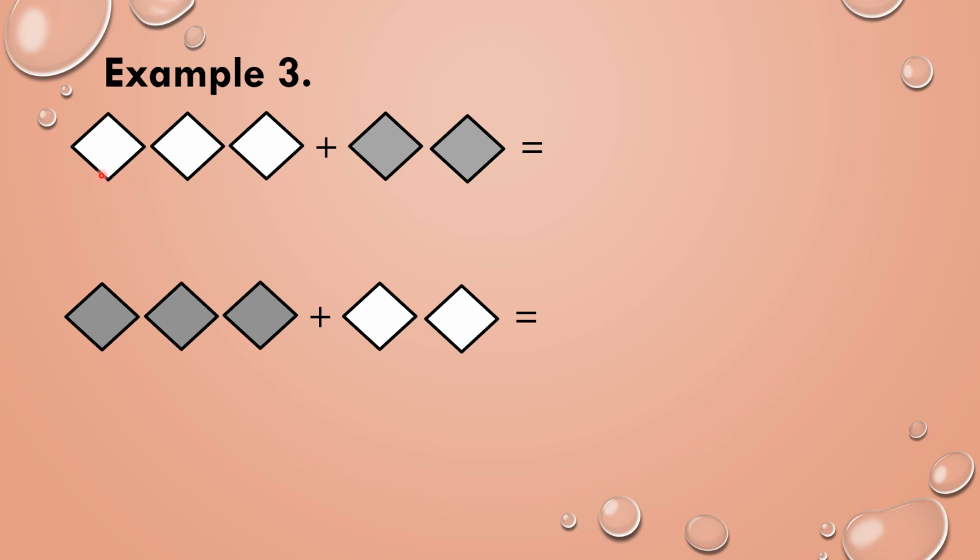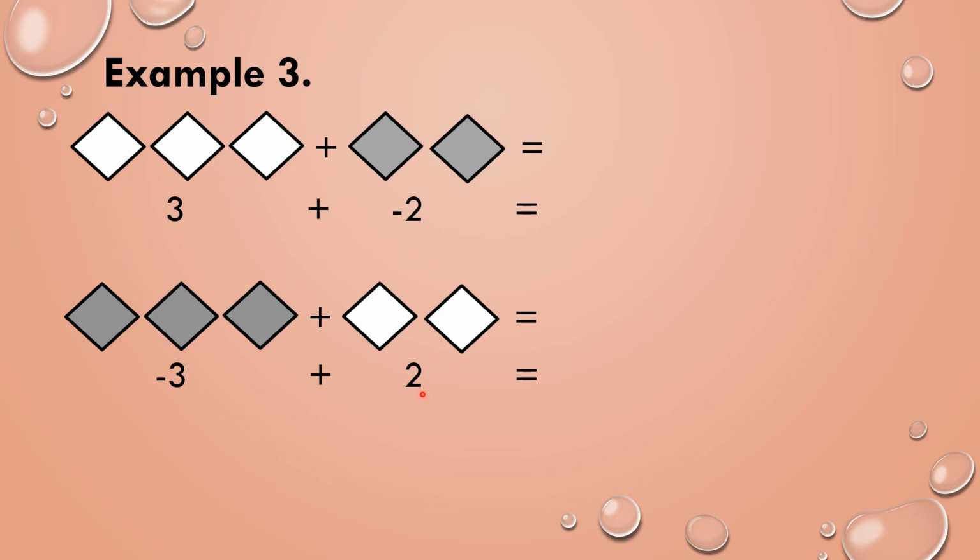So again, since ito ay 3 white diamonds at 2 gray diamonds, the mathematical equation for this is 3 or positive 3 plus negative 2 equals. And then the mathematical equation for this one is negative 3 plus positive 2. Again, kapag positive, hindi nyo na kailangan lagyan ng plus dito. Kapag walang sign ng isang number, automatic iyon po ay positive sign or positive integer.